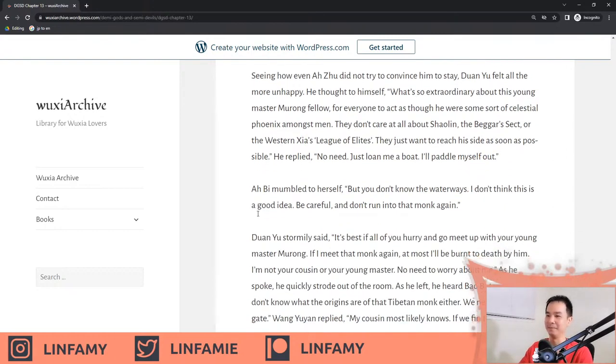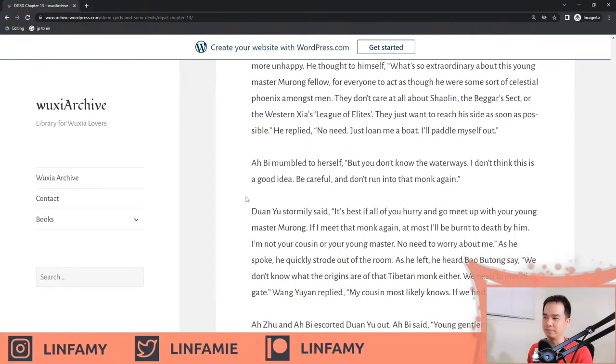Abi mumbled to herself, "But you don't know the waterways. I don't think this is a good idea. Be careful and don't run into that monk again." Duan Yu stormily said, "It's best if you all just hurry and go meet up with your young Master Murong. If I meet that monk again, at most I'll be burnt to death by him. I'm not your cousin or your young master. No need to worry about me." As he spoke, he quickly strode out of the room.